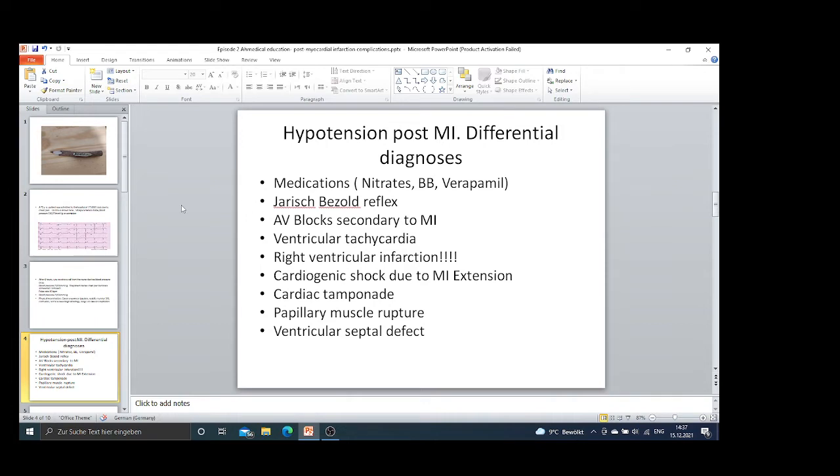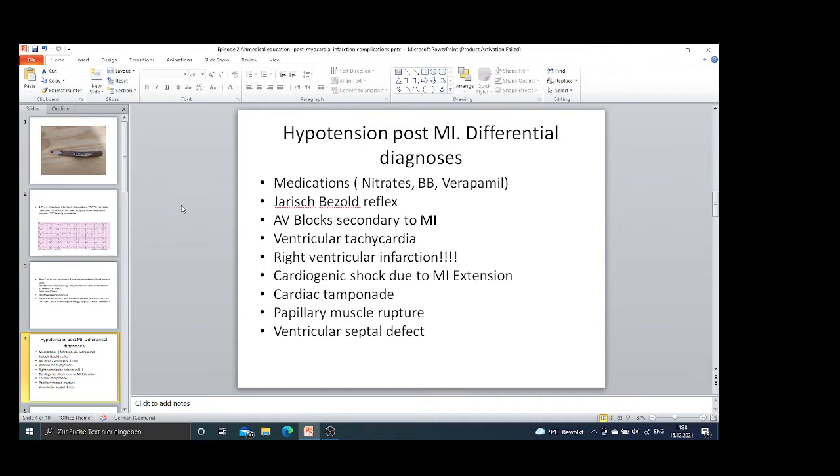The second possibility is called a Jarisch-Bezold reflex. So basically this complication, or this manifestation, is seen after an inferior wall myocardial infarction. So remember, the inferior wall of the heart touches the diaphragm, and when you have an inferior wall myocardial infarction, then you stimulate the diaphragm, which is supplied by the vagus nerve, and because of that, the patient will be nauseated, the patient will vomit, the patient will have bradycardia and hypotension due to stimulation of the vagus nerve.